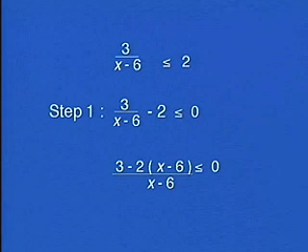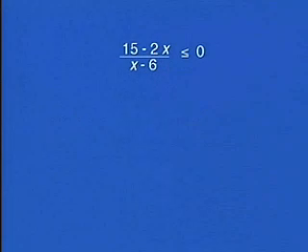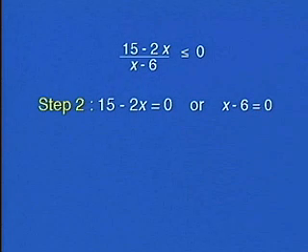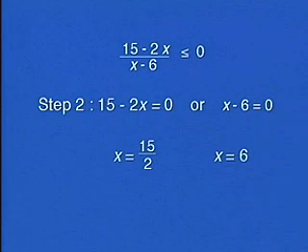Now we need to simplify the numerator, and in so doing, we get the expression 15 minus 2x in the numerator divided by x minus 6 in the denominator. Now our second step was to find out where the numerator was 0 or the denominator was 0. 15 minus 2x is equal to 0, or x minus 6 equals 0, when x equals 15/2 or x is equal to 6. Now these are the two numbers that we want to put on our number line.